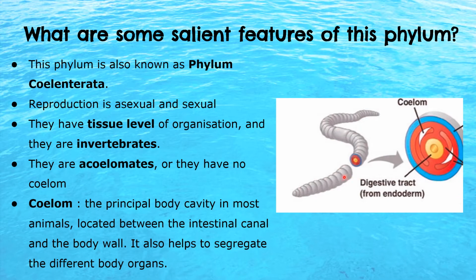As we can see here, I've taken a cross section of a worm. The coelom is the principal body cavity in most animals, located between the intestinal canal and the body wall. It also helps to segregate the different body organs. From the cross section of this worm, we can see that these two structures are the coeloms.